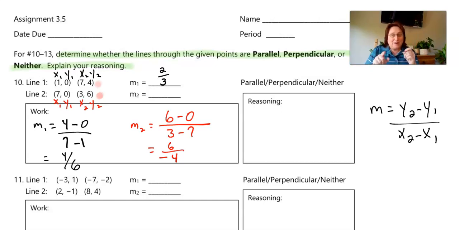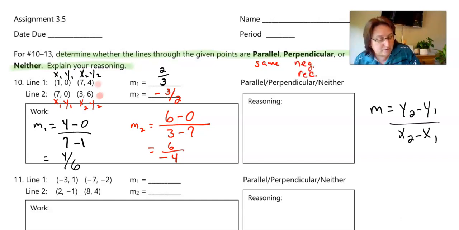Okay, let's see how you did. If you said that the slope was 6 over negative 4, uh-oh, you forgot to reduce the slope, didn't you? So you can reduce the slope. The slope of line 2 is negative 3 over 2. Now, let's figure out, are these lines parallel, perpendicular, or neither? If they are parallel, they're going to have the same slope. Do they have the same slope? No. If they're perpendicular, they're going to have negative reciprocal slopes. Do they have negative reciprocal slopes? Yes, they actually do.